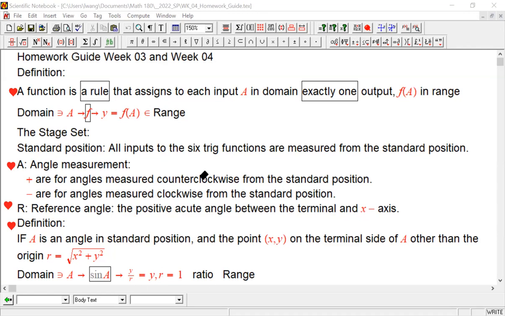So that's the emphasis here. The outputs are all ratios, whether it's sine, cosine, tangent, cotangent, cosecant, secant. Input is a specific type and output is another type. We really want to make sure that you understand this, so we repetitively focus on these concepts.